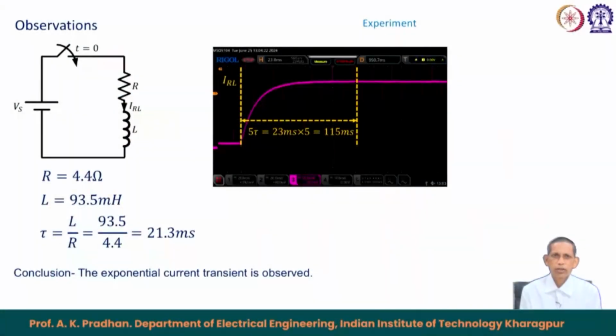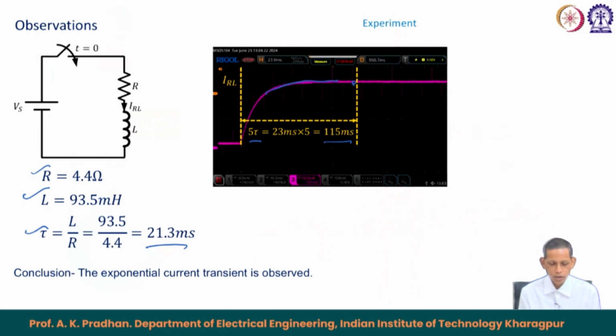In the laboratory, the observations we take through the oscilloscope are shown here, same as whatever is observed here, and this plot is for this current increment. So, exponential increment of the current is clearly observed, and if the R value is 4.4 ohm, L is 93.3 millihenry, the corresponding tau happens to be 21.3 millisecond, and 5 tau happens to be 115 millisecond, and in 5 tau the corresponding current is very close to the steady state value, that is V upon R in this case.